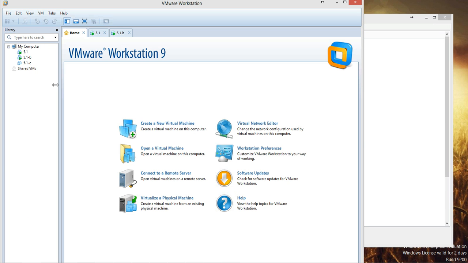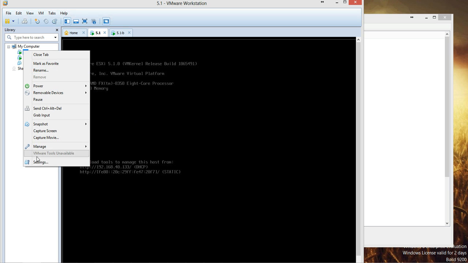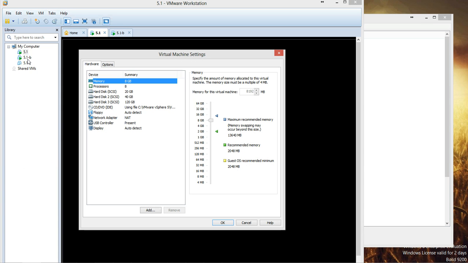So in Workstation 9, I have created 3 virtual machines. All of these 3 virtual machines are running ESXi 5.1 with different configurations. So basically 2 ESXi hosts would be used for the complete setup, and the third one is for vCloud Director.